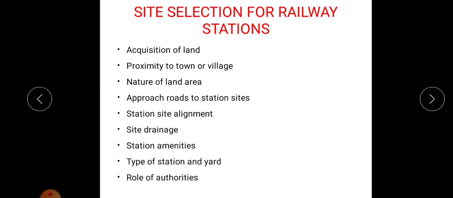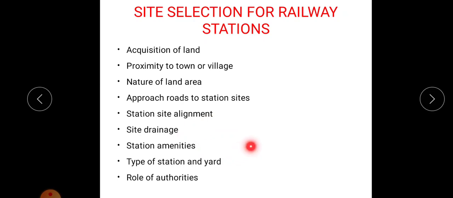Next is station amenities. That means there should be some important basic amenities, basic requirements for a railway station site. Amenities like water supply, coal, diesel, electricity, etc. should be provided at the station site. And also, a good supply of drinking water should be there. That is under station amenities. These amenities should be there.